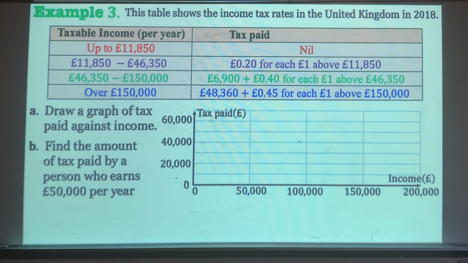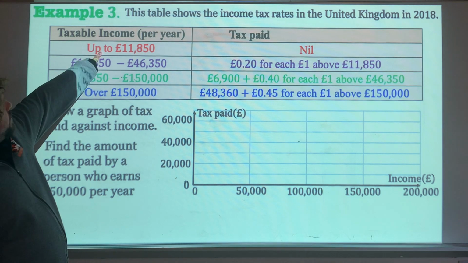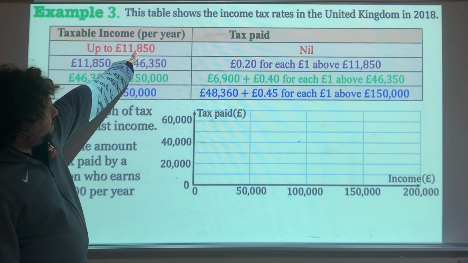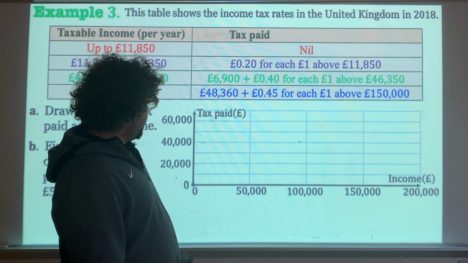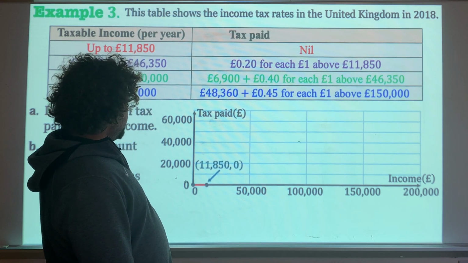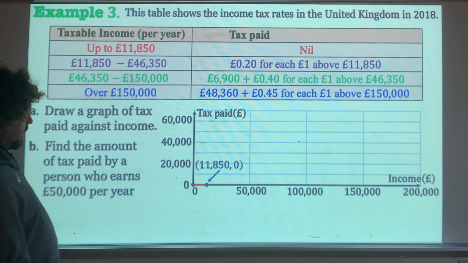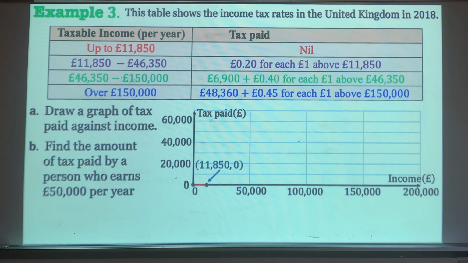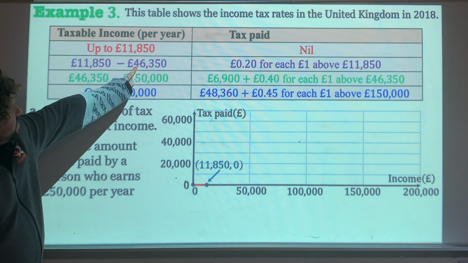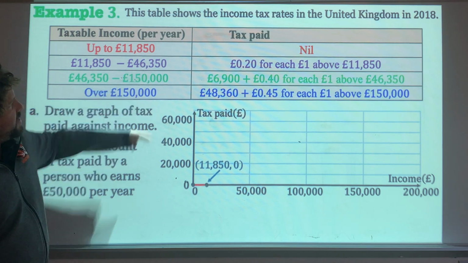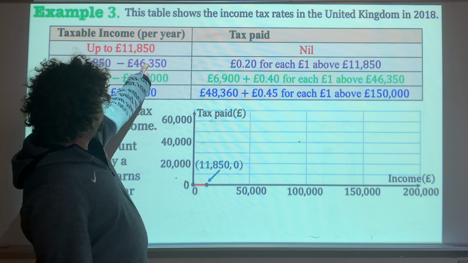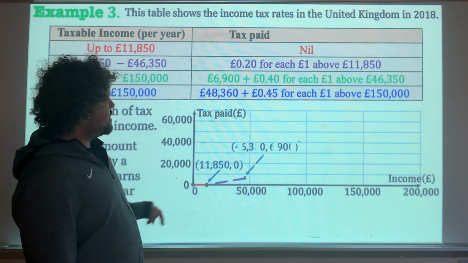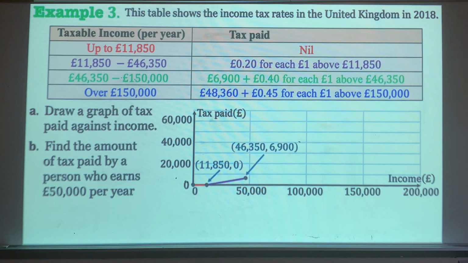So we're going to draw a graph based on this. So up to 11,850, you don't pay anything. So from 0 to about 11,850, nil. You don't pay any money for taxes. That's nice. Up to 46,350, you pay about 20 pence for each one. Now that goes up to 46,350, 6,900.